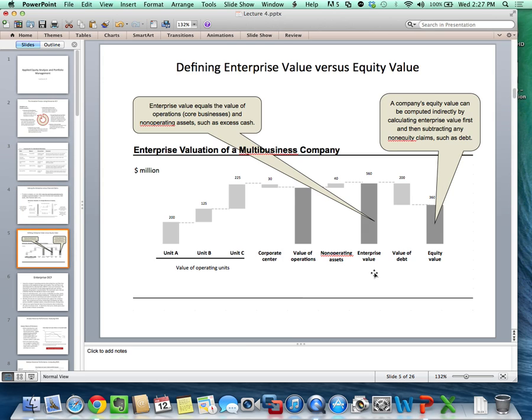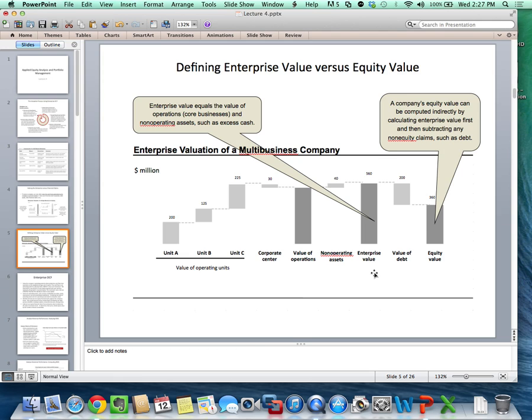So this gets back to why it's a flexible model. Go back to my Ingersoll Rand example. I take the 3 business units of Ingersoll Rand: golf carts, security, and air conditioning and heating systems. And basically, I add those 3 businesses together. That gets me the overall value of the businesses.